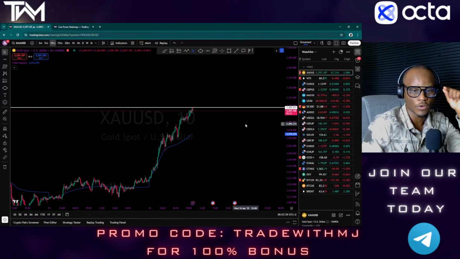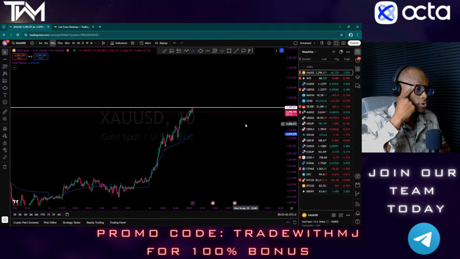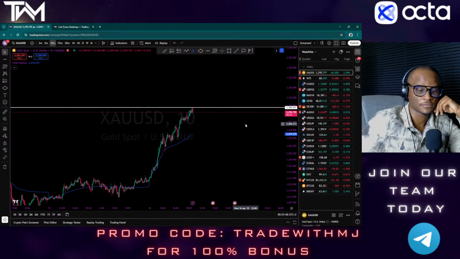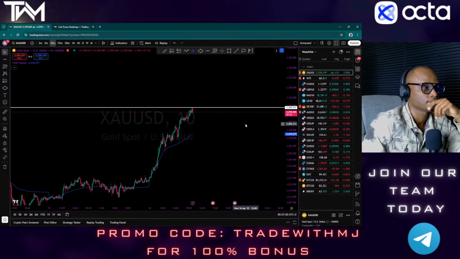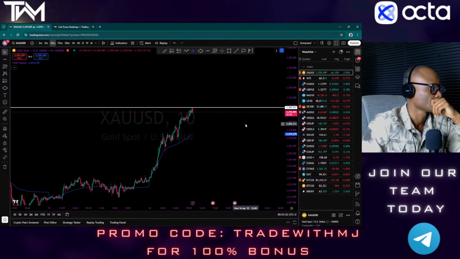And brokers don't want you to use them as banks. They don't operate as banks. They are not banks. A lot of people are using brokers as banks. They don't even need to be a trader.